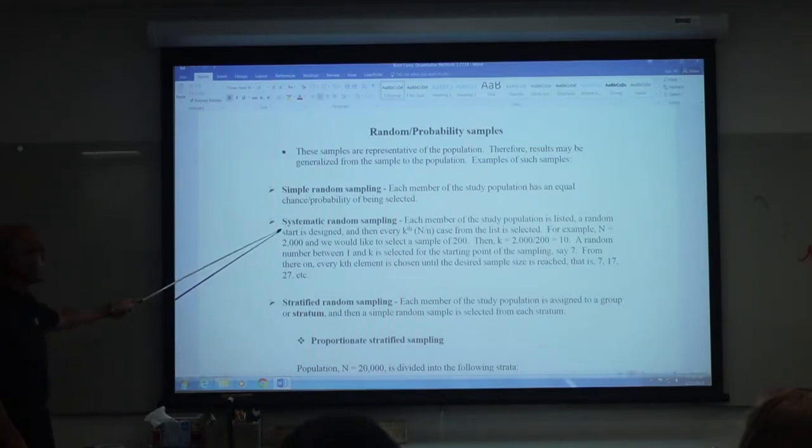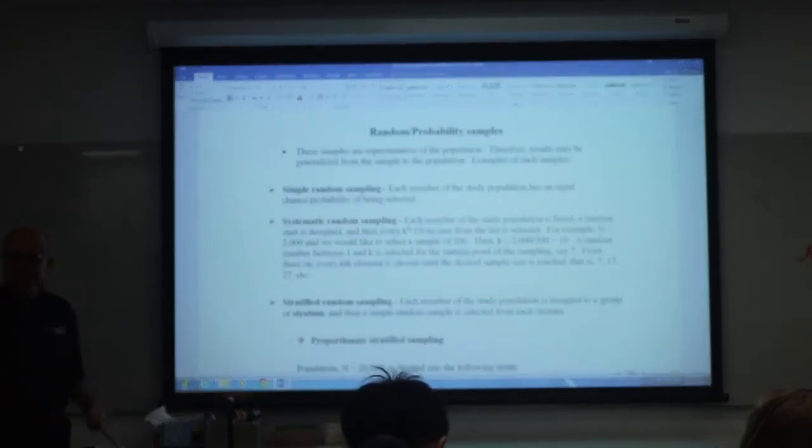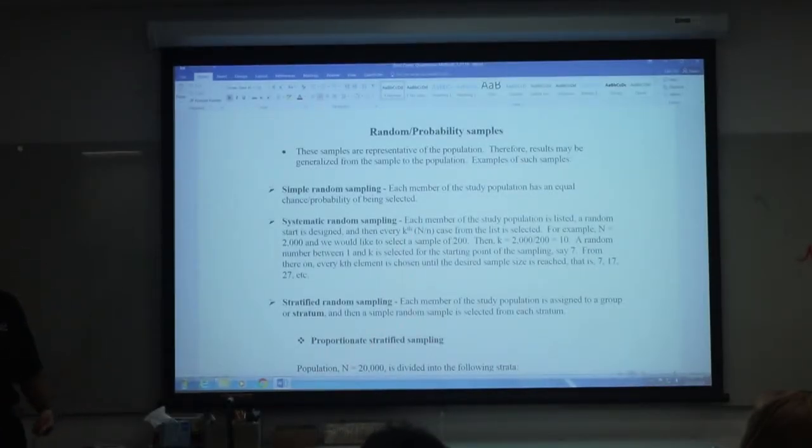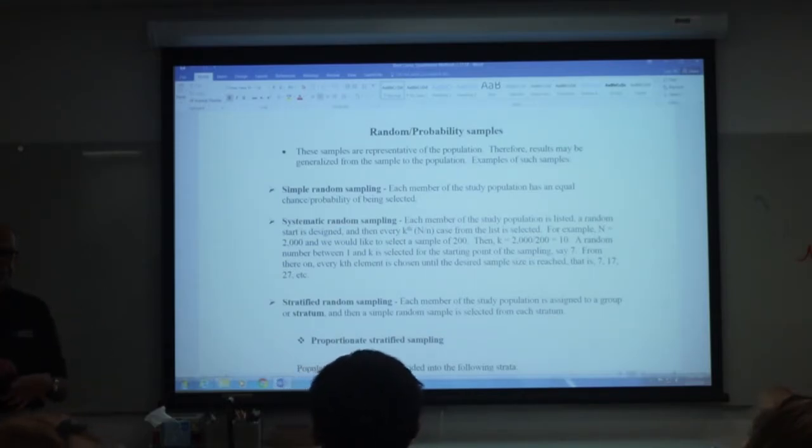Systematic random sampling, this used to be popular before we all could carry mobile devices and all that. This is like when you are out in the field and then you want to draw a random sample. And in the old days, you had to go to the table of random numbers, which is at the back of any stat book.